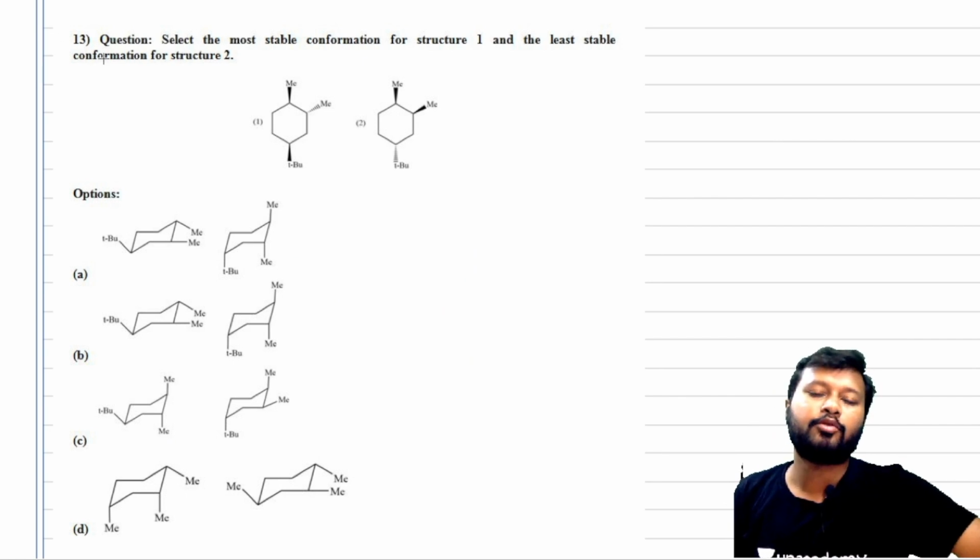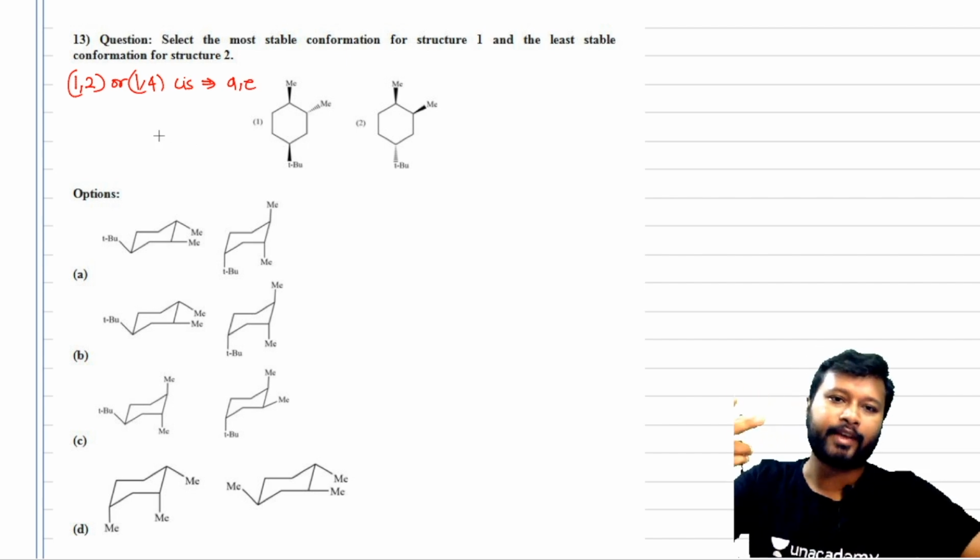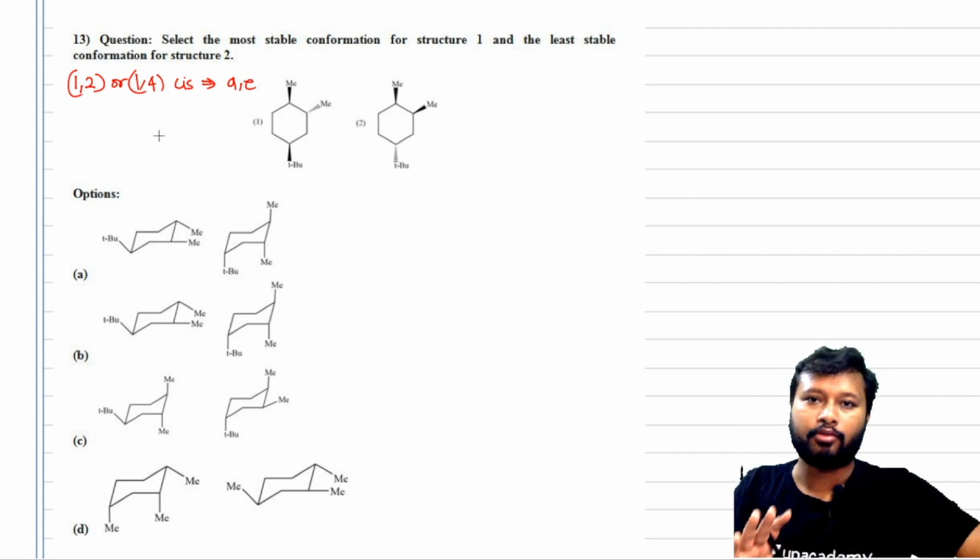All right, let's look at this question. It says to select the most stable conformation for structure 1 and the least stable conformation for structure 2. If you look at the molecule over here, before going into it, you need to know a few basic things. When you convert this planar structure into the chair form, there are some rules we have to apply. Those rules say that if the substitution is on 1,2 or 1,4, and if they are cis to each other, in that case it has to be axial-equatorial, meaning one group will go on the axial position and the other group is going to go on the equatorial position.